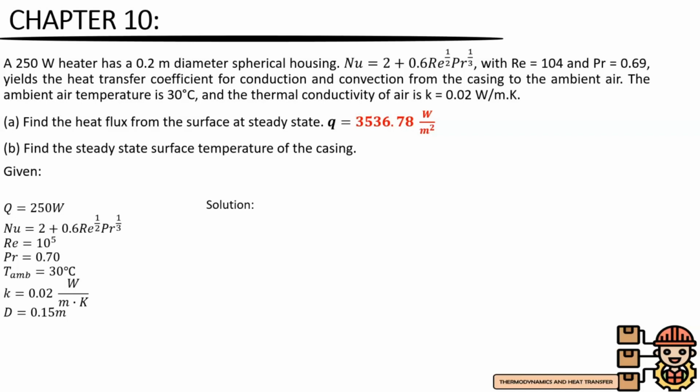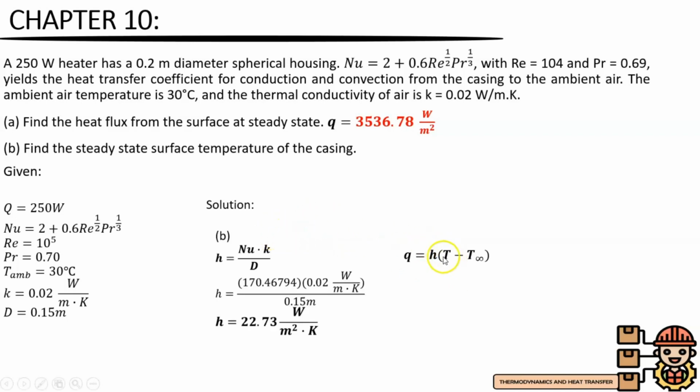Next is the heat transfer by convection, which is equal to h multiplied by the difference of the temperature of the surface and the temperature of the free fluid flow. By plugging in the given values, 3,536.78 watts per square meter, the value for our heat flux, is equal to 22.73 watts per square meter Kelvin multiplied by T minus 30 degrees Celsius. By simplifying this whole equation, we can now get the value for our temperature.